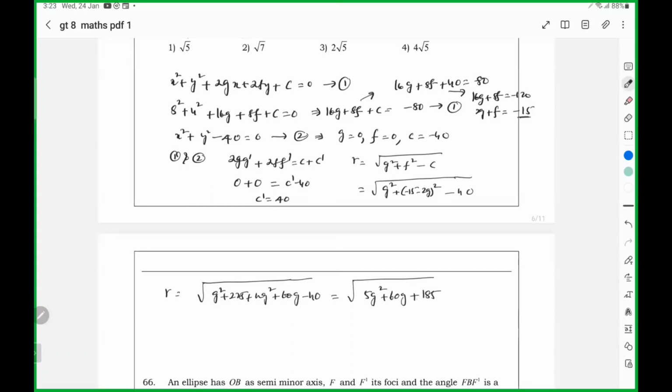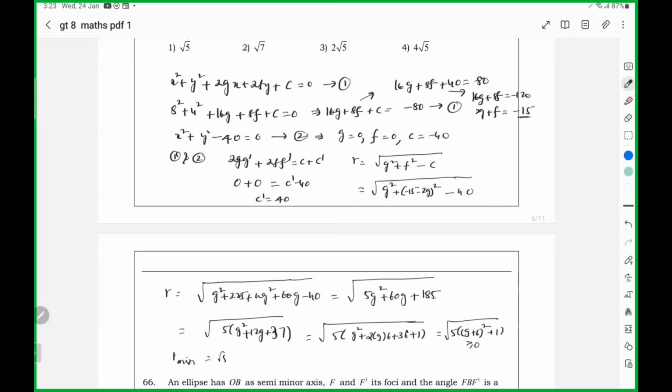Right. We want the least value of it, which you take 5 common, 12G plus 5 threes 15 is 37. I can write G square plus 2 times G into 6, 36 plus 1, which is 5 times. So whole square minimum is this. So radius minimum will be root 5.